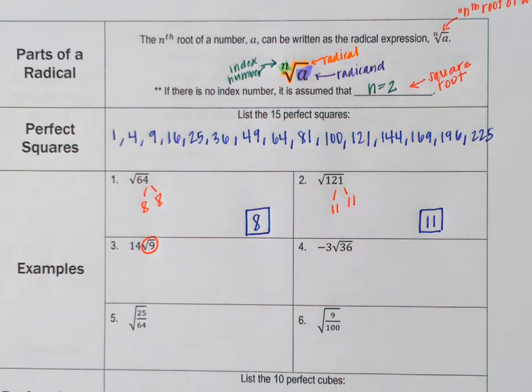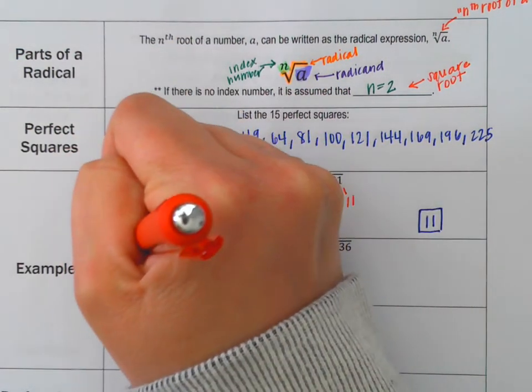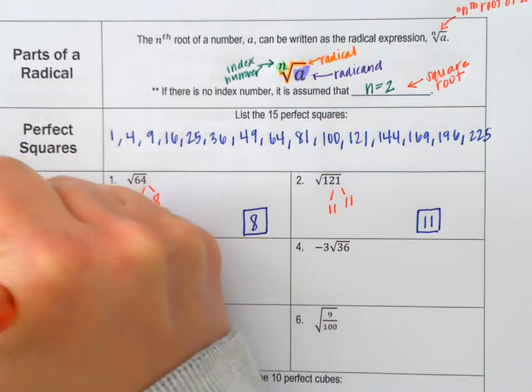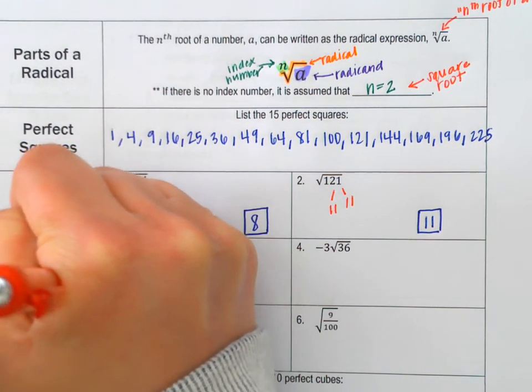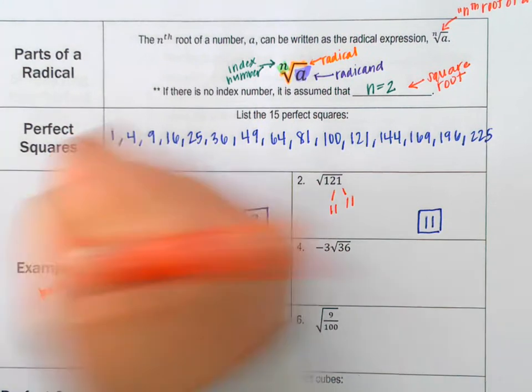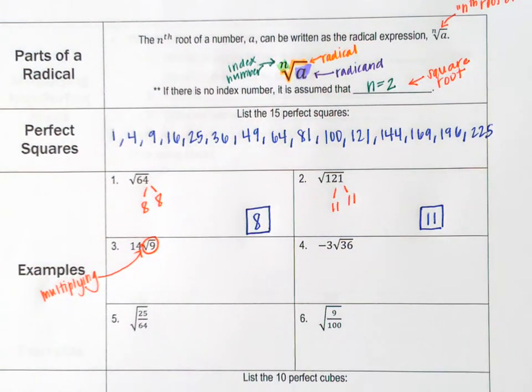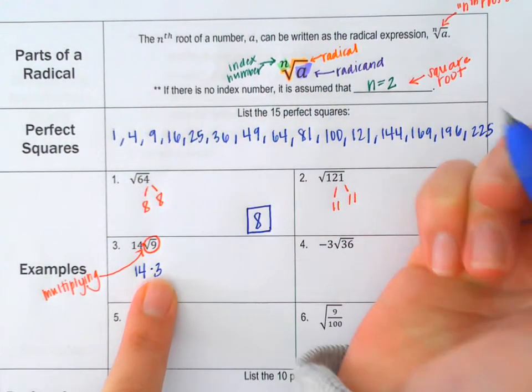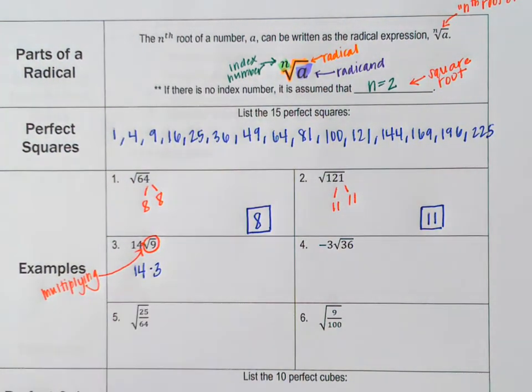And so what operation is happening between 14 and the rad 9? Well, they're right next to each other. So remember, when 2 numbers are right next to each other, that means that they're multiplying together. So when we simplify the rad 9, we're going to multiply it by what it simplified to, which is 3. If you need to use your calculator, use your calculator. 14 times 3 gets me 42.